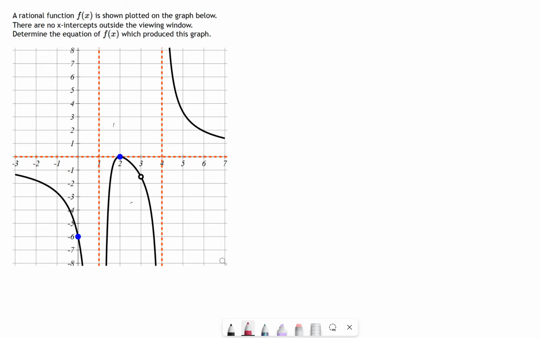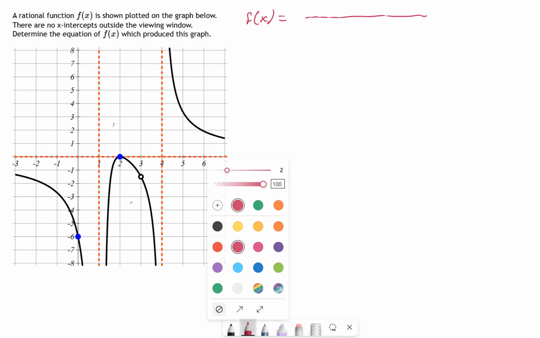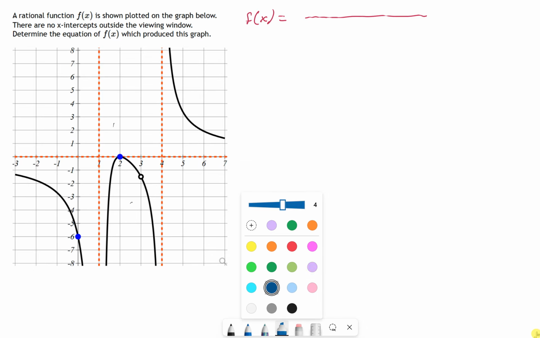Okay, who's up for a little more fun with rationals? I'm going to start with my equation, same as always. It's some kind of a fraction, and the factors in that fraction are determined by the features in the graph. So let's start off with blue, and I'm going to go after those x-intercepts.